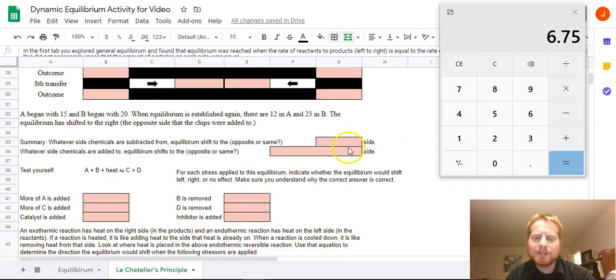There's going to be words for the answers. Just make sure you're careful of capitals and things. For these, you have to put exactly the word opposite or the word the same to make it work. For these, you have to put in the word right, the word left, or the phrase no effect to make it work.